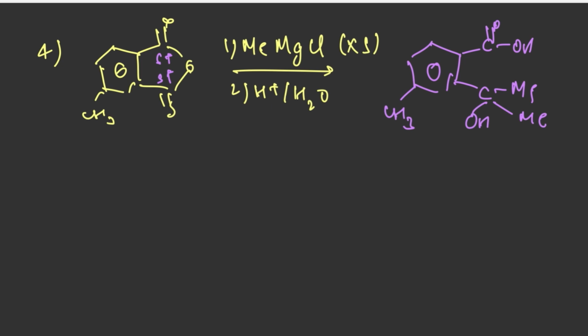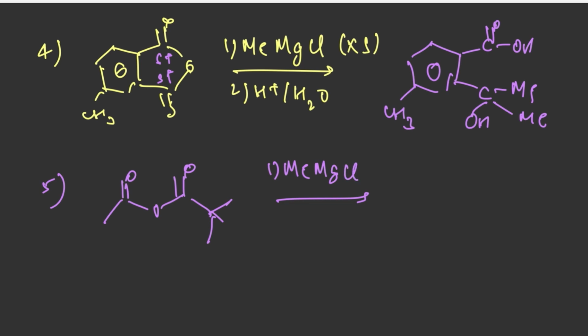Let's talk about the fifth. Fifth, we have this compound. Now first MeMgCl in excess, second H plus H2O. So it will form two products, methyl plus HOC double bond O, this one.